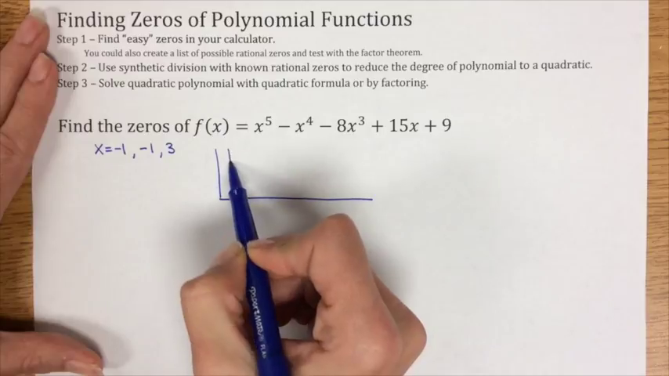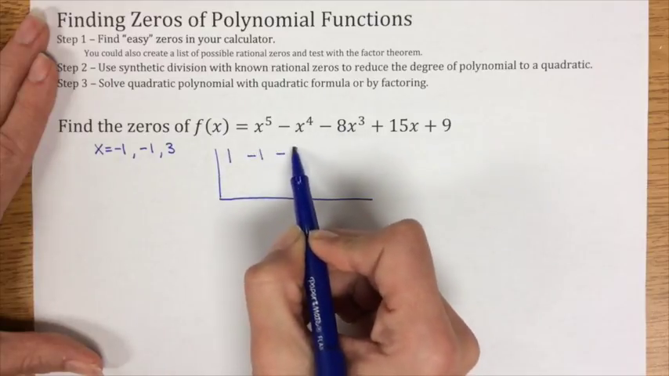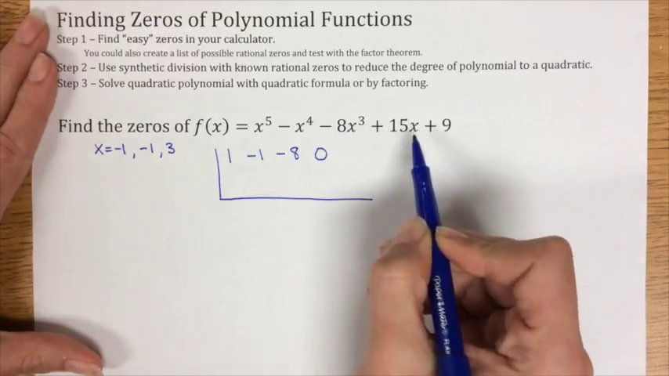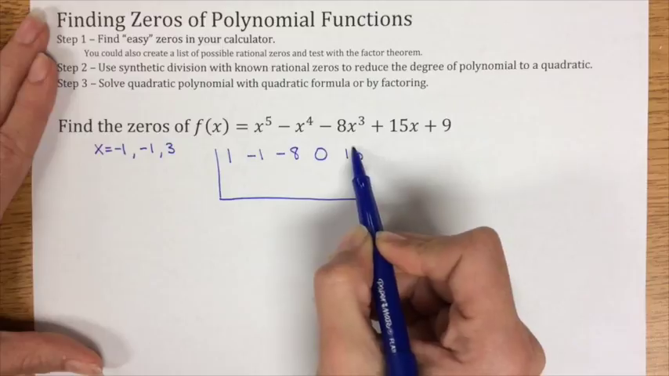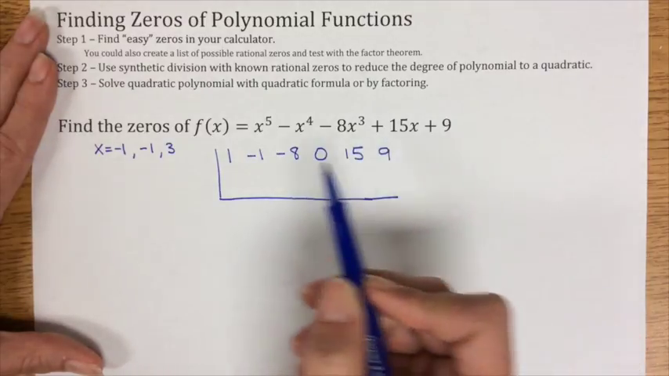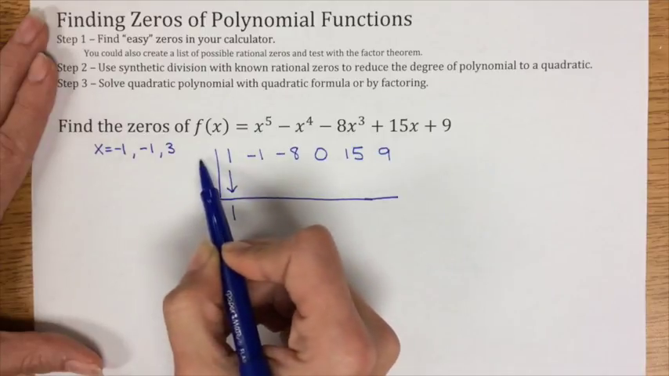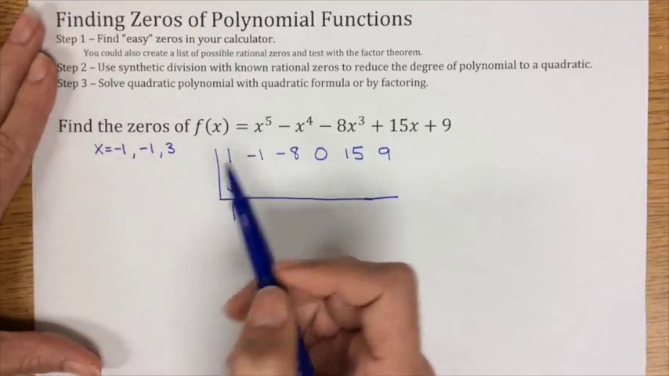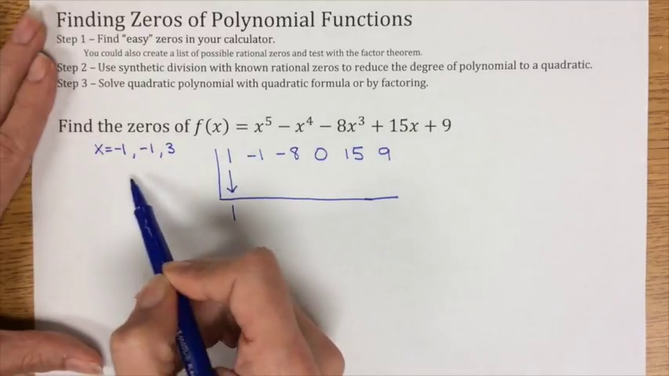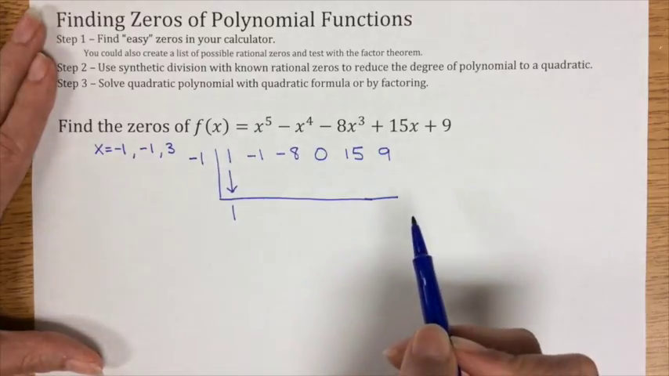x to the 5th has a coefficient of 1. This is -1. This is -8. We're going to leave a 0 for our x squared term, +15, and +9. We're going to bring down our first term. And we need to put a 0 out here. I almost forgot. We can choose any one of these we want. It does not matter which one we start with. I wrote -1 first, so that's the one I'm going to start with.